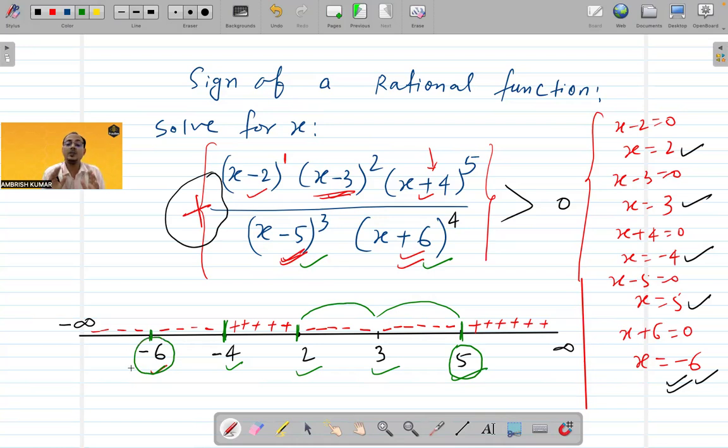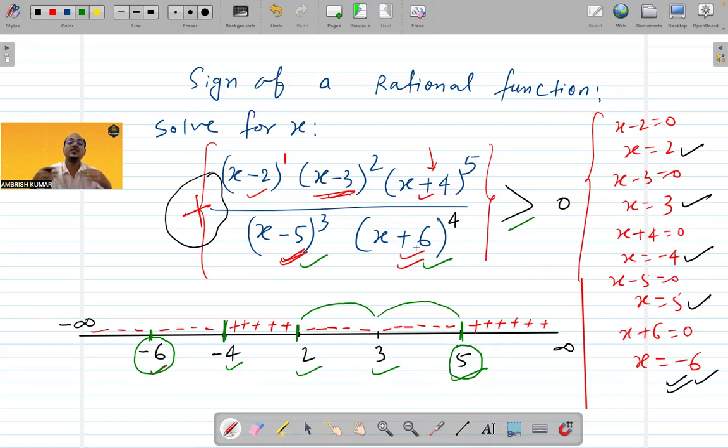That cannot be the part of the answer. I am explaining this because sometimes we can have equality sign here. Equality sign here means these numbers, negative 6, negative 4, 2, 3, 5, that also you can consider, but again there is some restriction. Look, the numbers that you get from the numerator like 2, 3, negative 4, if you have the equality sign, you can take the number 2, 3, negative 4 as a part of the answer.